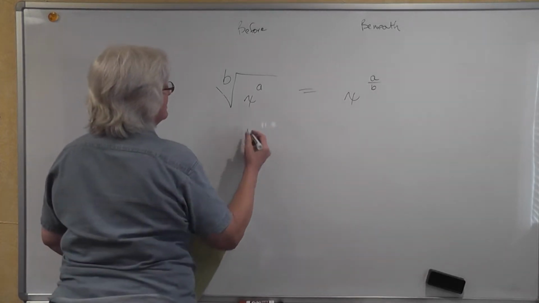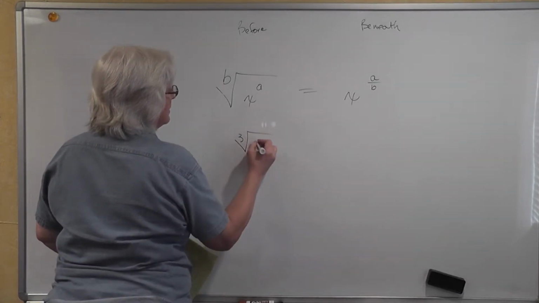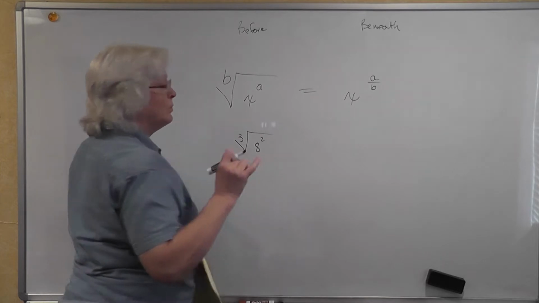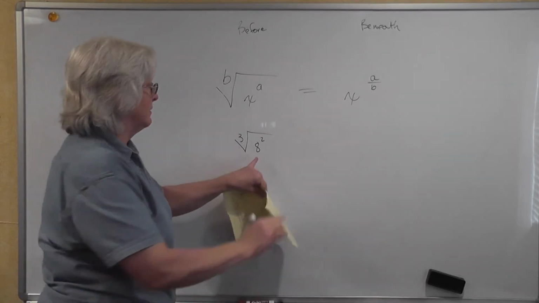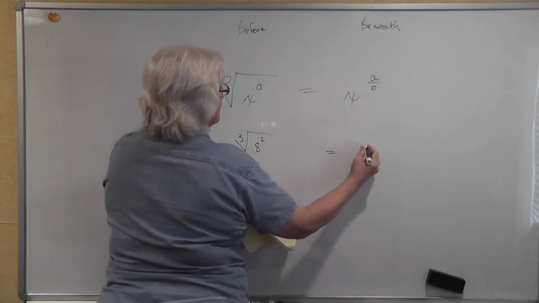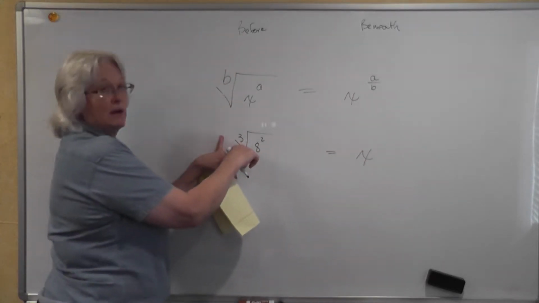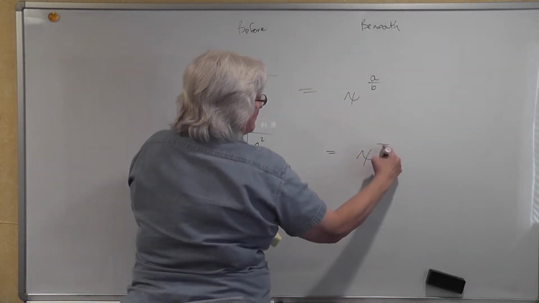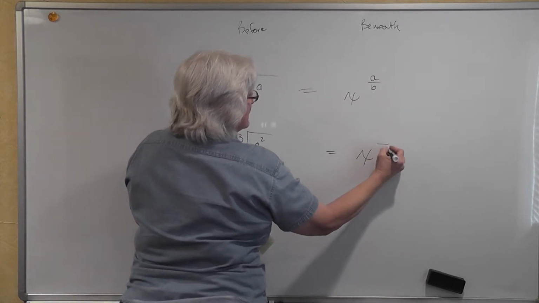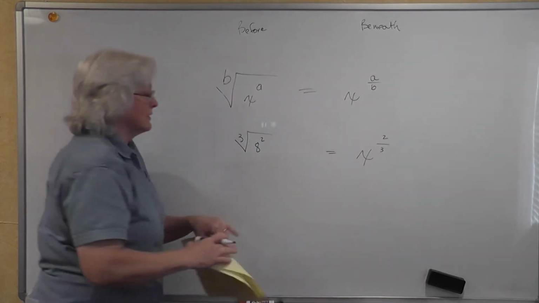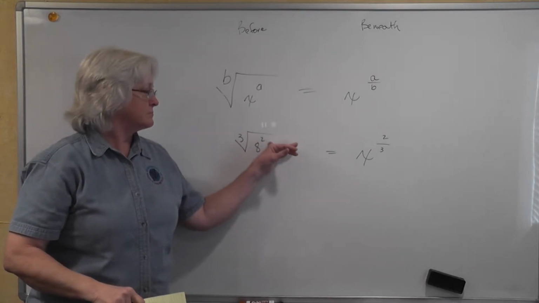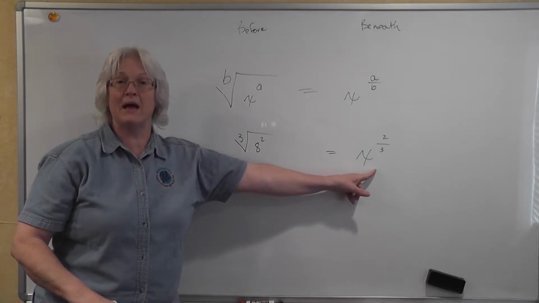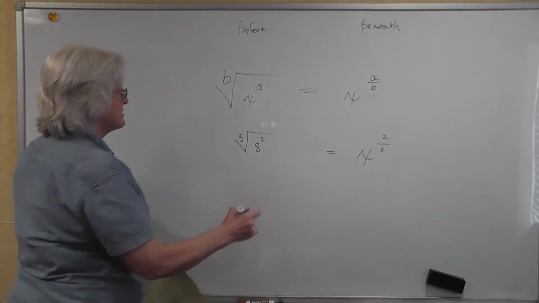So if we have the cube root of 8 squared, we can write that as a fractional exponent. The radicand is the base. The index, which is before the radical symbol, is beneath the fraction bar, or it is the bottom. And the exponent is the numerator. The cube root of 8 squared is the same as 8 to the 2/3.